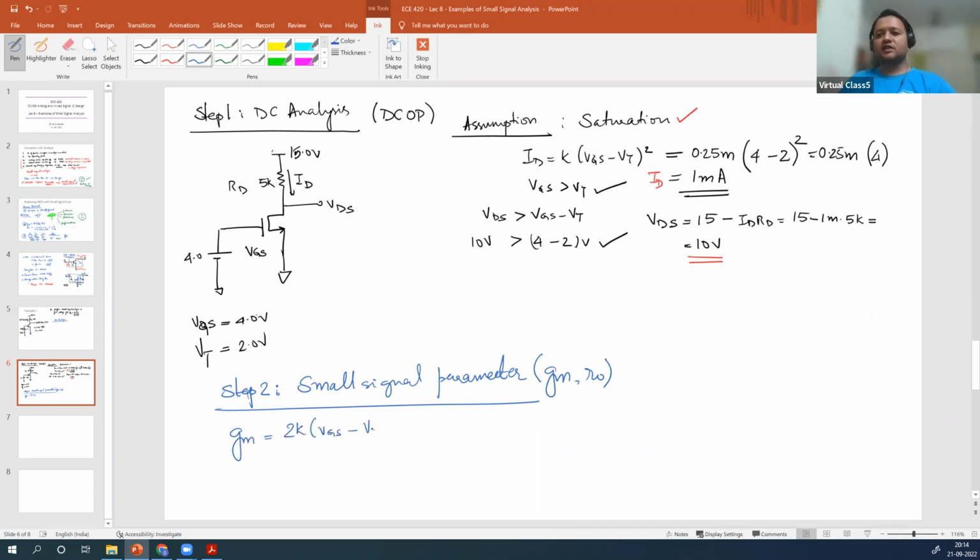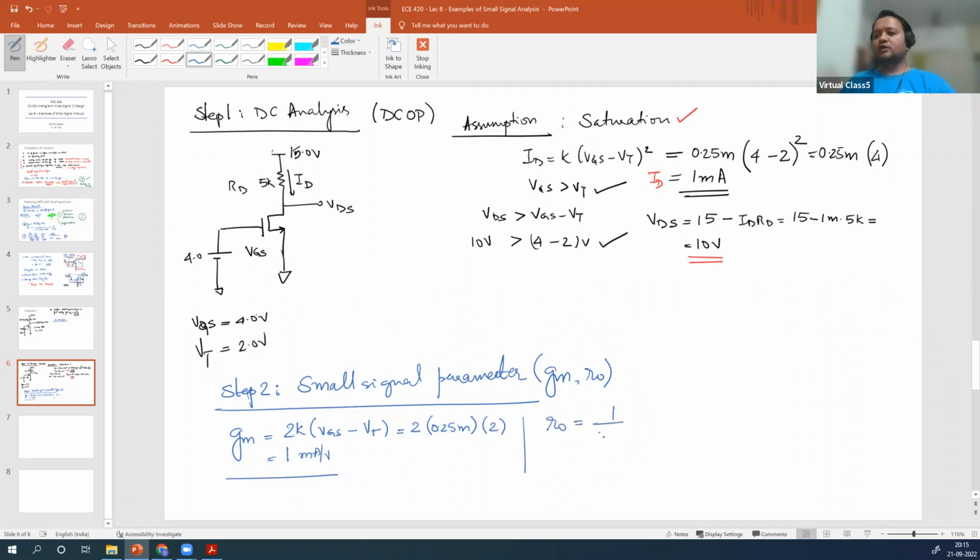GM is 2 times K times VGS minus VT. How much is that? 2 times K is 0.25 milli. VGS minus VT is 2. What does that become? 1 milliampere per volt. Done. What is R0?